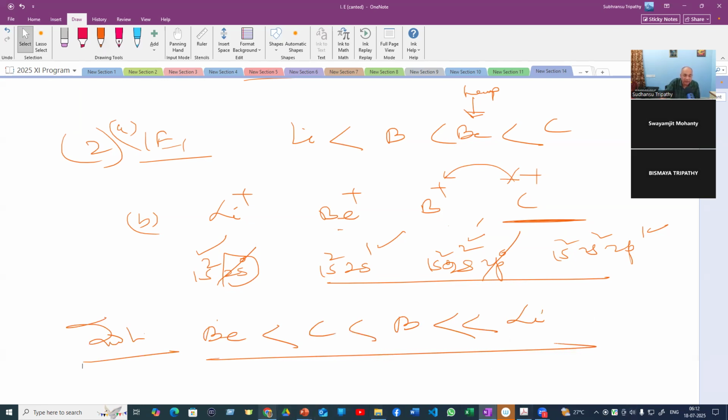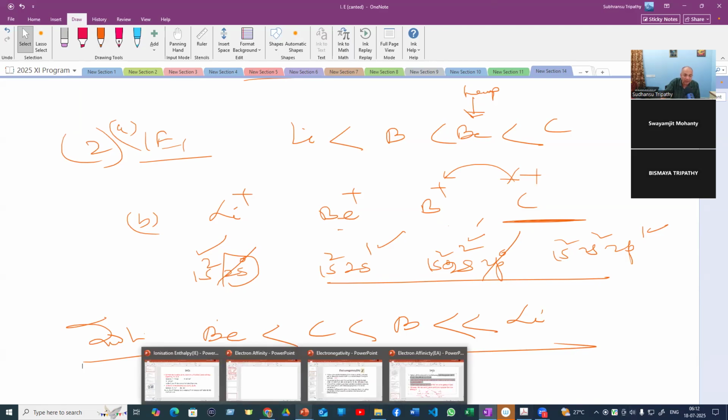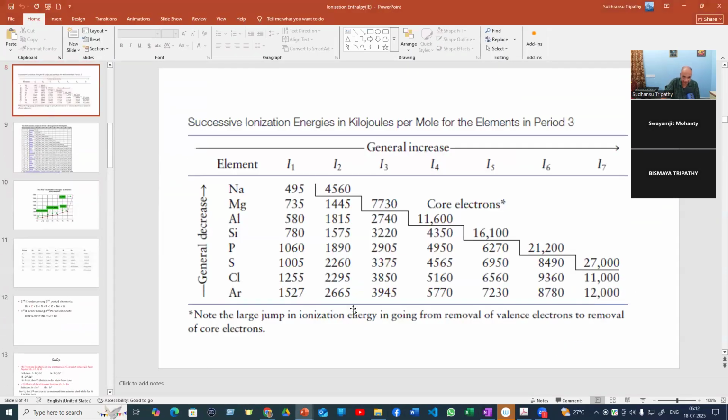Okay, now let us see the data that we have analyzed here. Have we made any error, or have we rightly analyzed? Let's look at the data. I gave this data here.